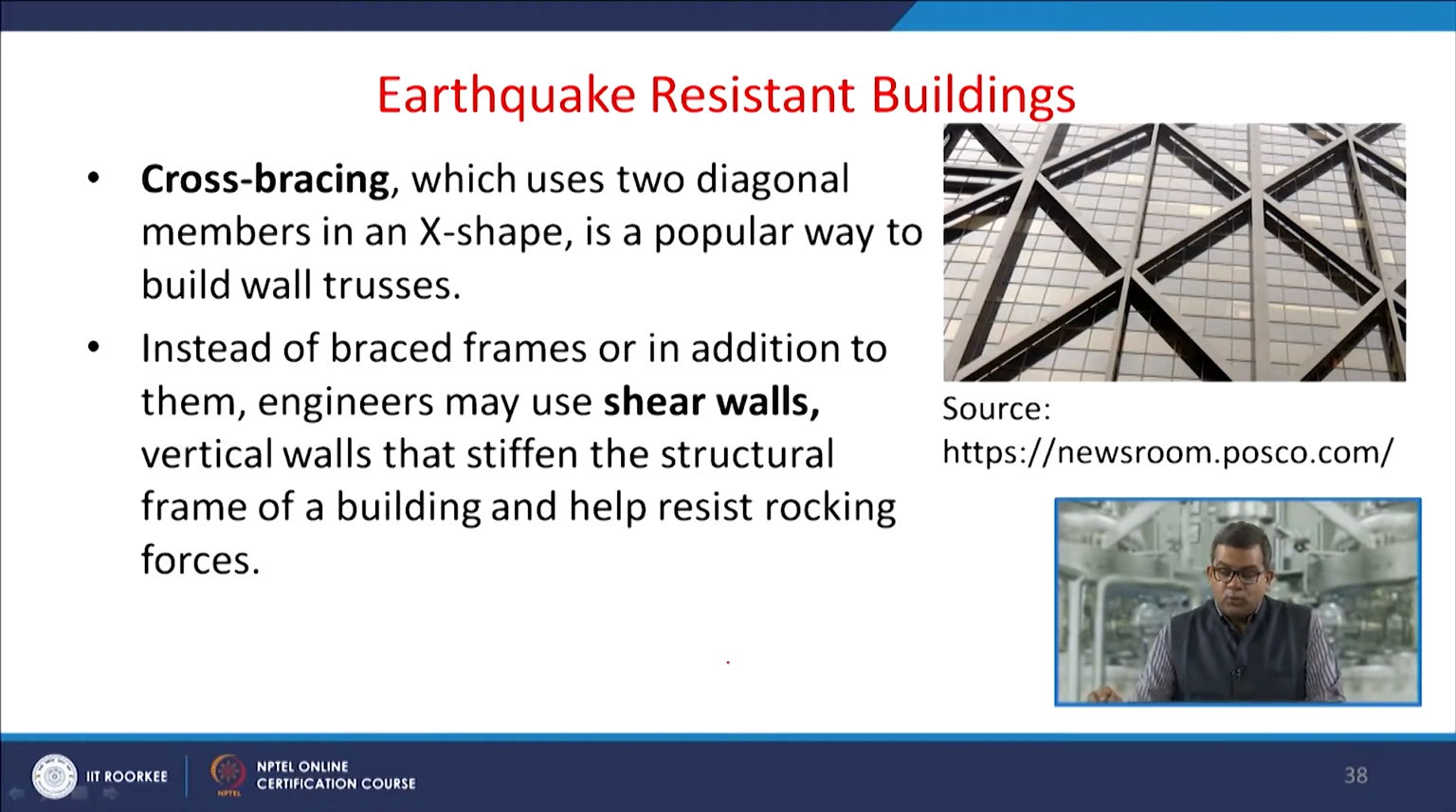Sometimes the cross bracing, which uses two diagonal members in an X shape, if you see in this particular figure, like this. This is a popular way to build the wall trusses.